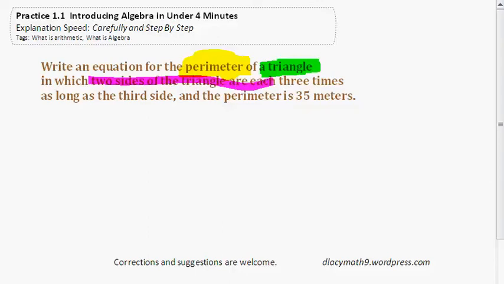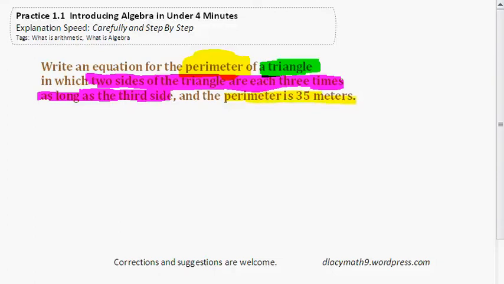2 of the sides are each a certain way. They are 3 times as long as the third side. So first of all, 2 of the sides are the same as each other. And both of them are 3 times as long as the third side. And there's a certain distance around.